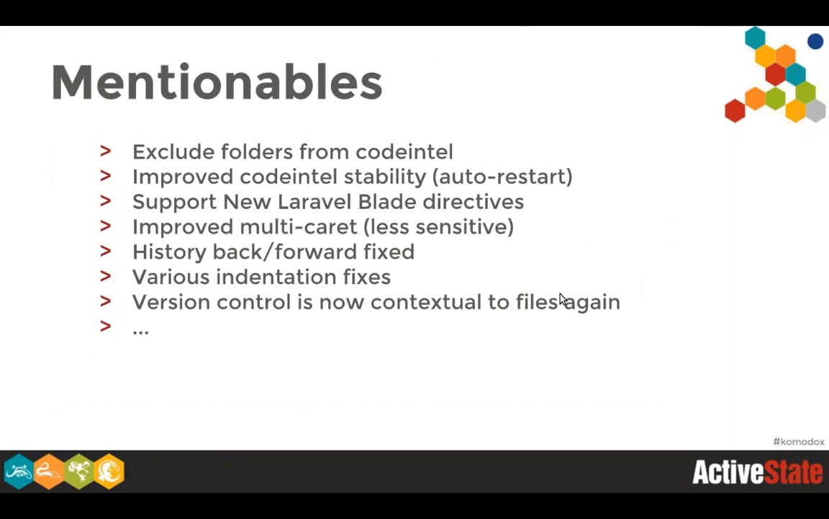History back and forward was fixed. Basically, Komodo gives you an ability to go back and forward based on where you were in the code. So if I'm on line 10 and then we go to line 50 and then I go to another file on line 60, if I click back 3 times, I go back exactly through those lines that I just mentioned.